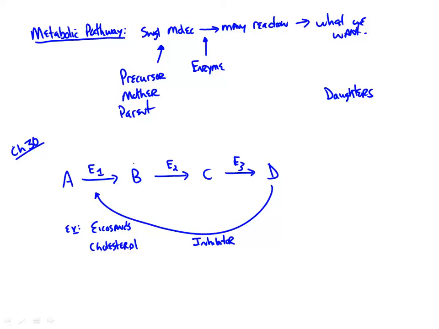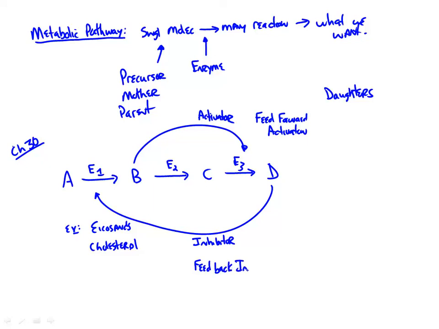Feed forward says that, for instance, B might be an activator to make more D, to speed up the process. So feed forward activation, feedback inhibition. And I always mean to ask Todd this or do some more research on it some year. I wonder if there is such a thing as feed forward inhibition. I'm not sure why you would ever make one thing and then want to slow down the next step. Doesn't biologically make sense, does it?